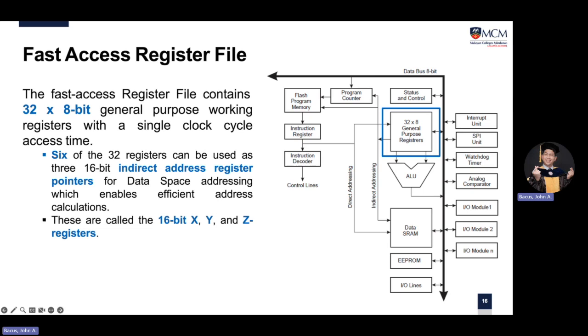We also have the fast access register file. It contains 32 by 8-bit general purpose working registers with a single clock cycle access time. Six of the 32 registers can be used as three 16-bit indirect address register pointers for data space addressing, which enables efficient address calculations. These are called the 16-bit X, Y, and Z registers. So these are the general purpose registers.